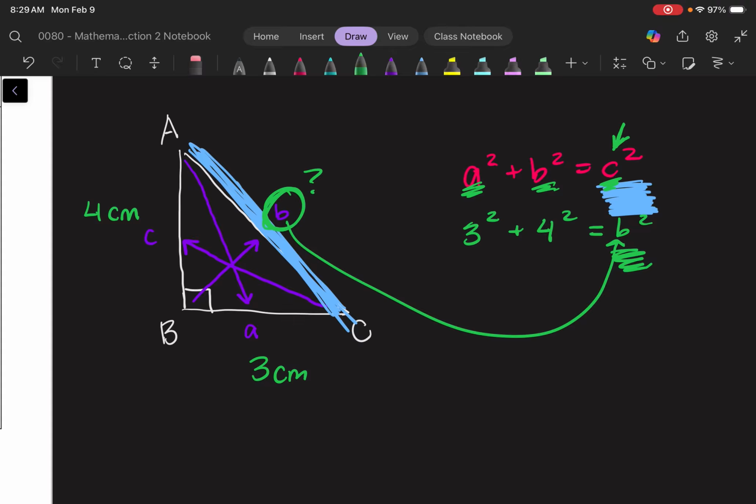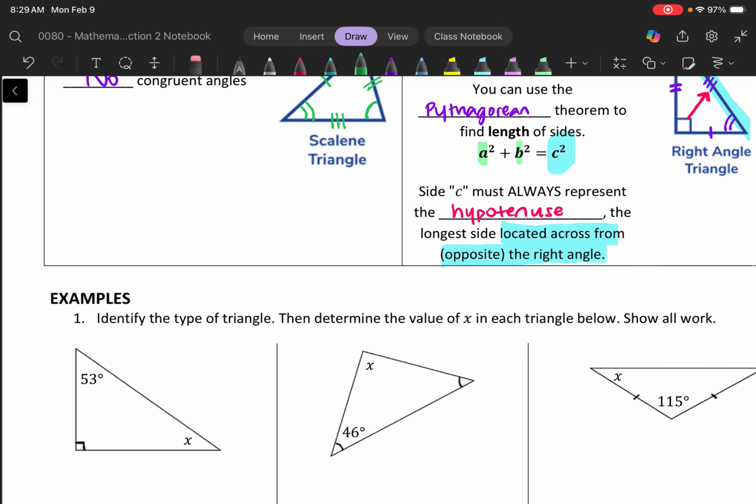Okay, so I just wanted to point that out because we talked about labeling triangles with their angles and their side lengths. But that's a really common misconception, that if it's labeled with a little c, it's got to be in the little c spot of the Pythagorean theorem, which is not necessarily true.